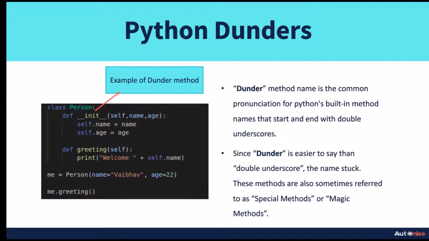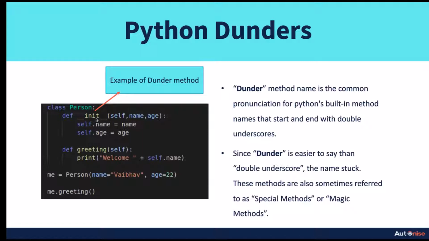Python dunders. Dunder method name is a common pronunciation for Python's built-in method names that start and end with a double underscore. So basically, all the inbuilt functions in Python start with a double underscore and end with a double underscore. They are designed and named like this so that we don't accidentally create an inbuilt function. Saying the whole phrase double underscore is quite difficult. That's why within the Python community, people prefer to say it as a dunder.